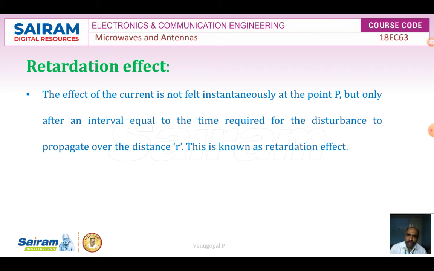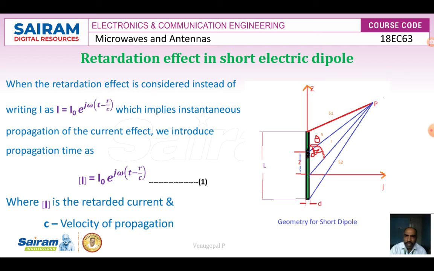After this, we have the next topic, the retardation effect. So what is the retardation effect? Look here, the effect of current is not felt instantaneously at the point P, but is felt only after an interval equal to the time required for the disturbance to propagate over the distance r. Such an effect is called the retardation effect. Next we have the retardation effect in the short electric dipole. So this is a derivation.